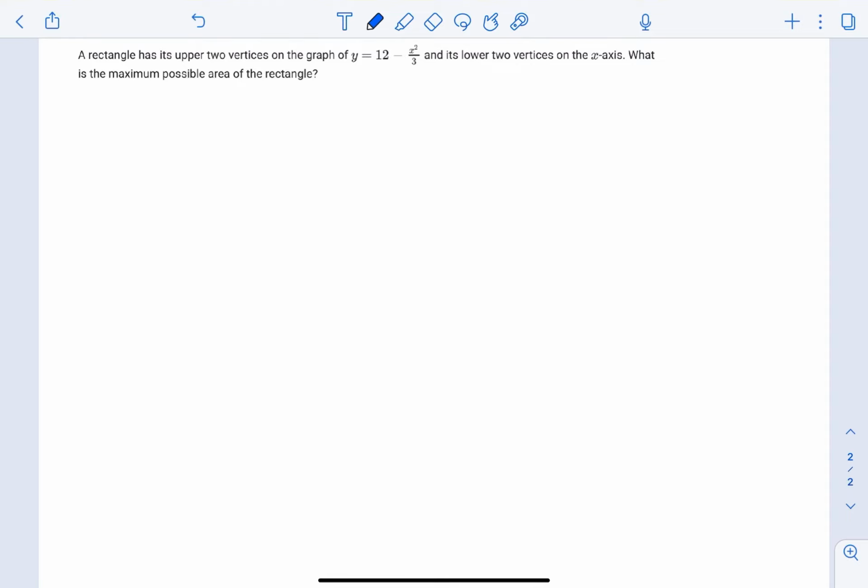So we're going to be doing a problem from the AP Classroom on optimization. A rectangle has its upper two vertices on the graph y equals 12 minus x squared over 3, and its lower two vertices on the x-axis. What is the maximum possible area of the rectangle? So to start, let's draw a picture.